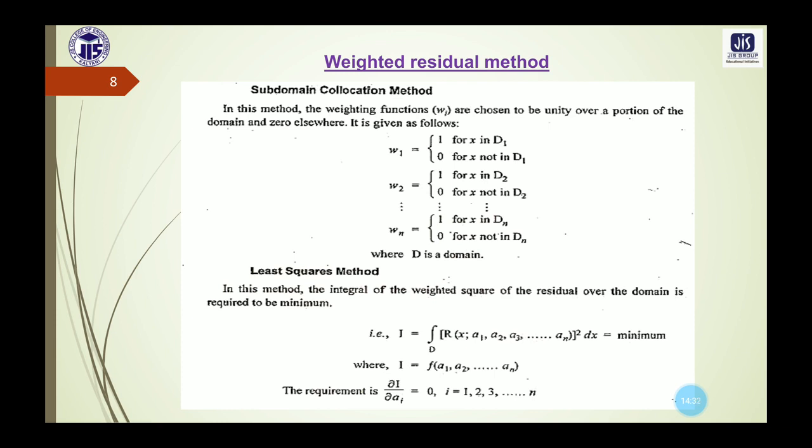Next we are having the least squares method. In this method, the integral of the weighted square of the residual over the domain is required to be minimum. So in that case, I equals the integration over the domain D of the residual squared dx, which is equal to minimum. So I is a function of a1, a2, up to an, and this requirement is del I by del ai equals 0, where i equals 1, 2, 3, up to n.